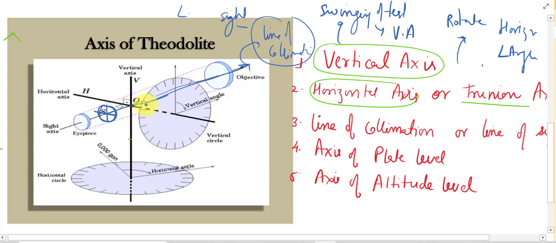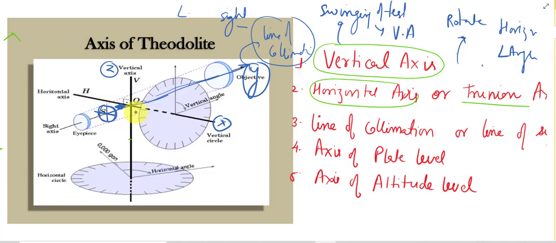For this case, if I draw, this is my z direction, this must be my x direction, so this line of collimation will be in your y direction. Is it clear? So here again, the line of collimation and horizontal axis will have a 90-degree relationship. It must be clear to you, because if it is not 90 degrees, then we can say we have error in our theodolite, and we will cover this in future lectures. So this is the line of collimation.